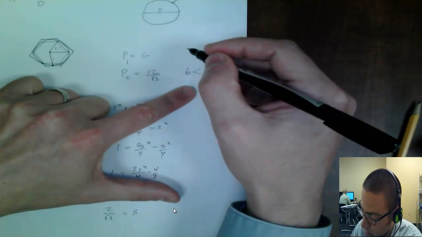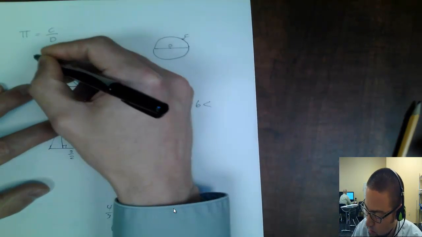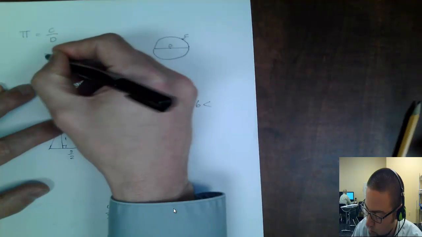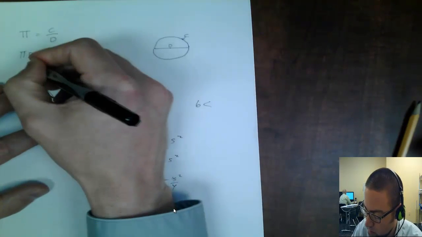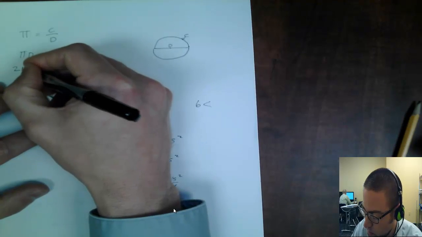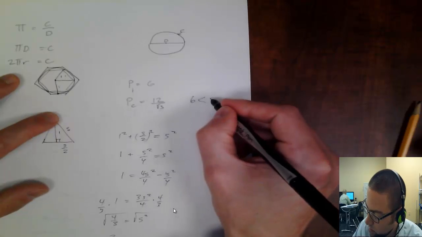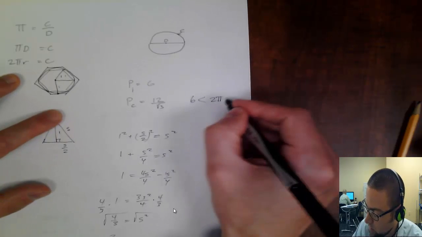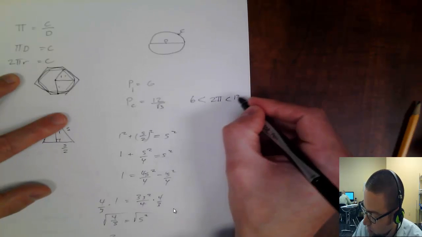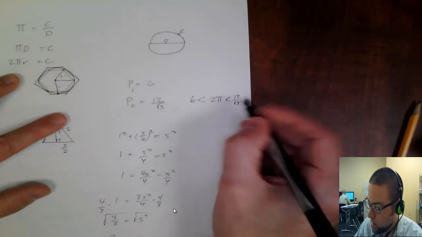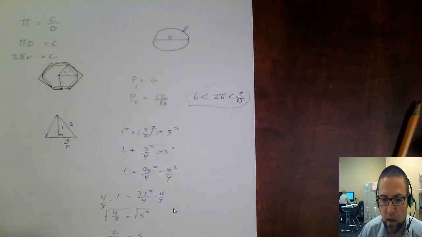2 times pi, right? Yeah, because we say the circumference is pi times the diameter, but we're using the radius, which is 2 radiuses, so 2 pi times the radius is the circumference. So 2 pi is between 6 and this 12 over the square root of 3. And so that's the way that Archimedes went about approximating it.